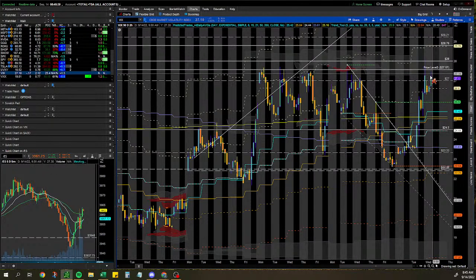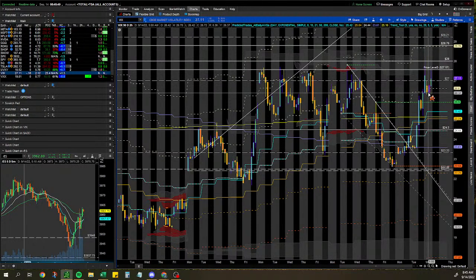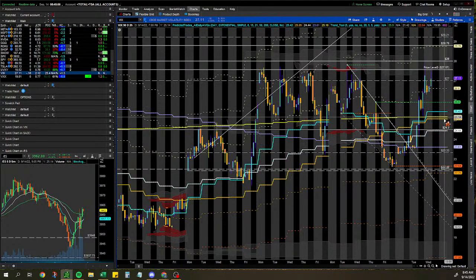But if we're going to see some upside in the market, we really want VIX to stay below 27 and a half, start to fall down, take out 27, take out 26 and a half, kind of those pre-market lows, and a bit to get back to 26 and 25. Ultimately, all these moving averages and the daily 200.